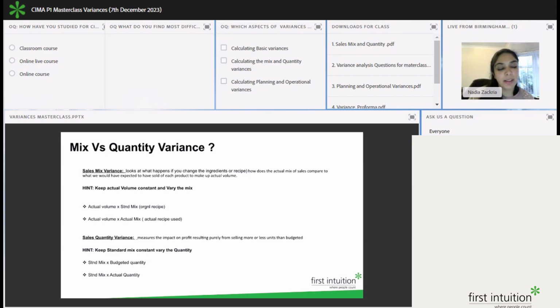And that is what the sales mix looks at, okay? So it's looking at the recipe and saying, right, if the recipe went well, you would have ended up selling more. Did that change in recipe actually work for you or not? Whereas the sales quantity, on the other hand, looks at what is happening with the total amount of units that we have sold. Did we sell more of all the units? Overall, was our sales higher than we expected, or is it lower?